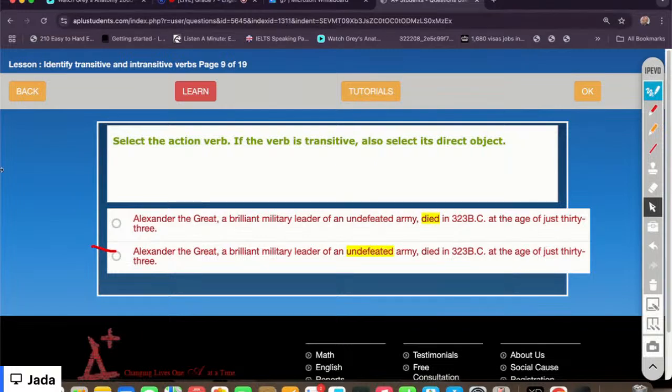So, yeah, that's it for this particular transitive and intransitive. You can tell me on the chat. Do you have any questions just for a few minutes?